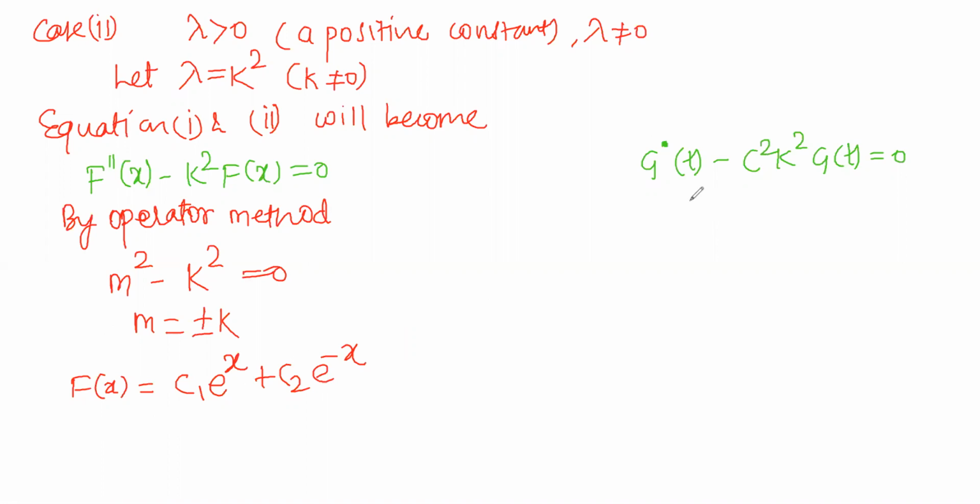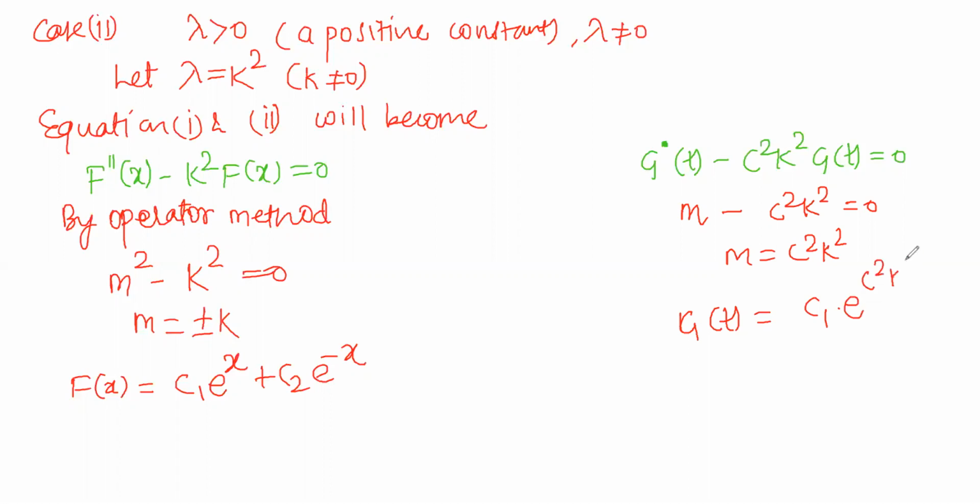So I'll be getting here basically this is just m. So m minus c squared k squared equal to 0. So I'll be getting m equal to c squared k squared. I got the root. So for this I'll get simply my g of t would be equal to c1 into e to the power c squared k squared t. Let me not write c1 because I have already used. So I'll take c1, c2, I'll take another constant, say c3. Constants you can take as many as you want. There is no restriction over this.